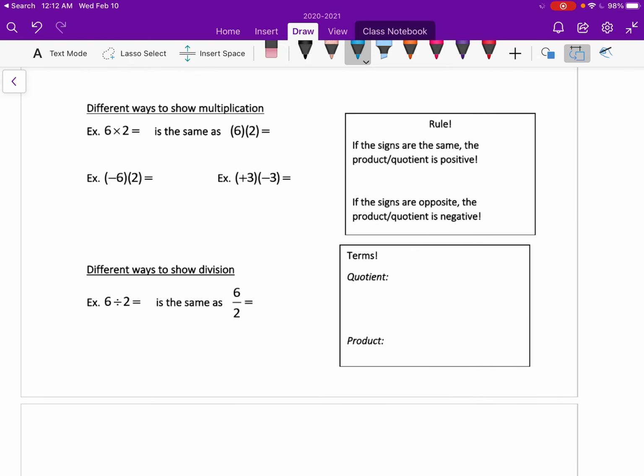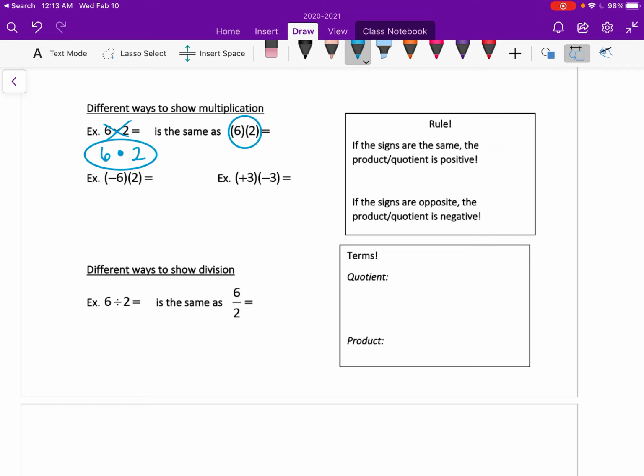There's also two different ways to show multiplication. There's actually three. So in this course, I'll write it like this. 6.2 means the same thing as saying 6 times 2, which means the same thing as saying 6 bracket 2, right? And the reason we say this is the same is we're probably going to use this and this mostly in this course.